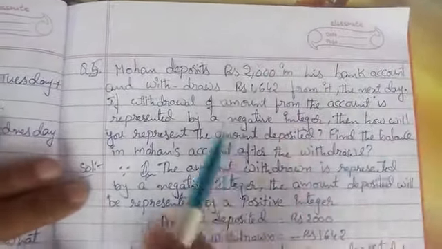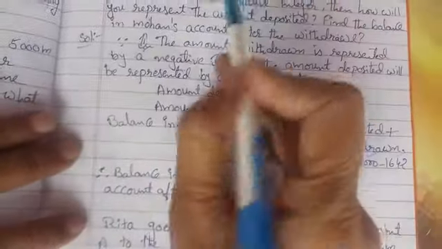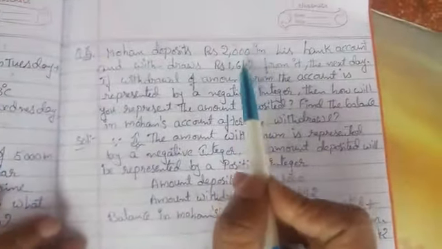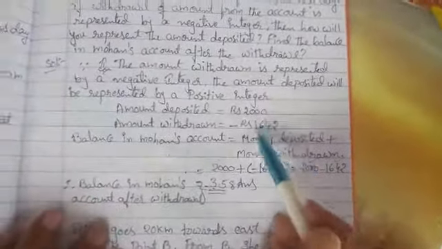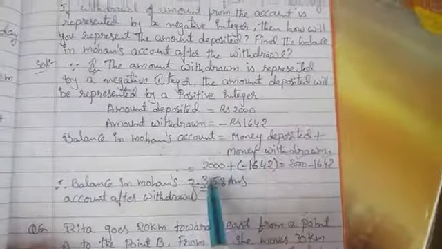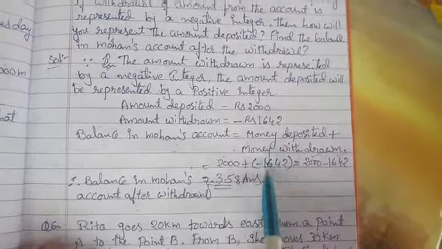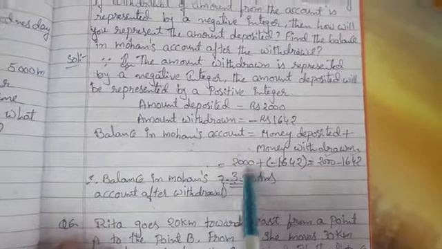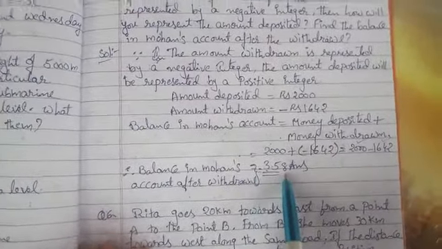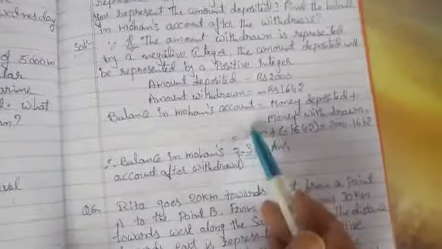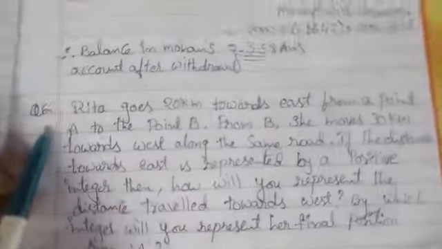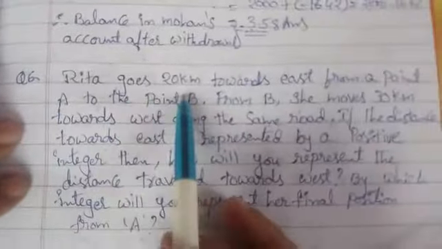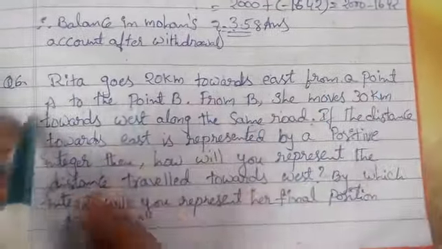We have to find the balance amount. First, the deposit is 2,000. From 2,000 rupees, we have to subtract the withdrawal amount, that is 1,642 rupees. We have to subtract the withdrawal amount from the deposit amount. 2,000 is positive and 1,642 is negative. After subtracting, we will get a final balance of 358 rupees. This is also positive because 2,000 is greater than 1,642. And question number 6 is given. Rita goes 20 kilometers toward the east from point A to point B.